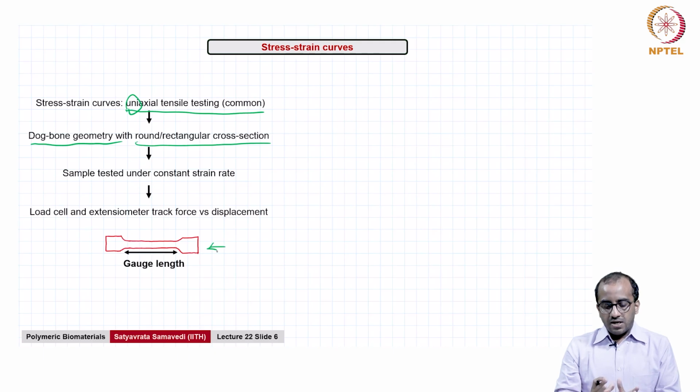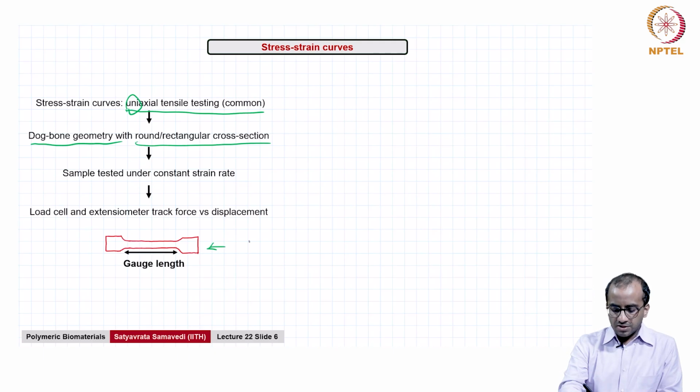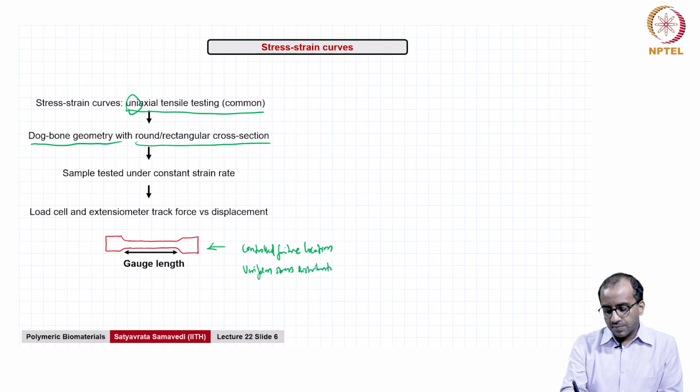And why is this geometry preferred? There are a couple of different reasons. One is controlled failure location, uniform stress distribution, and it allows reliable gripping.